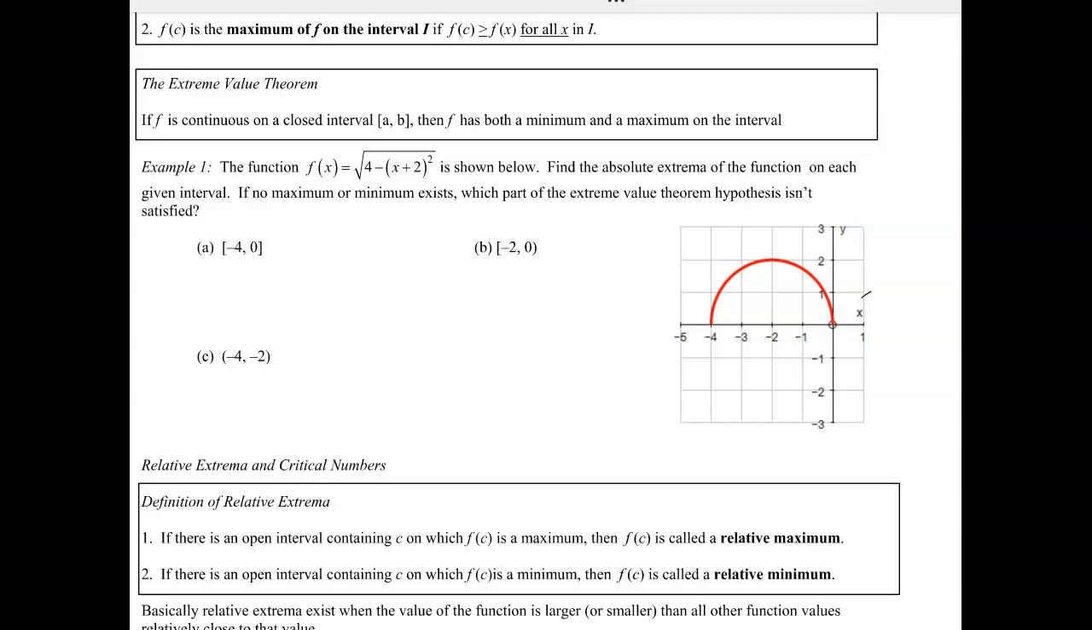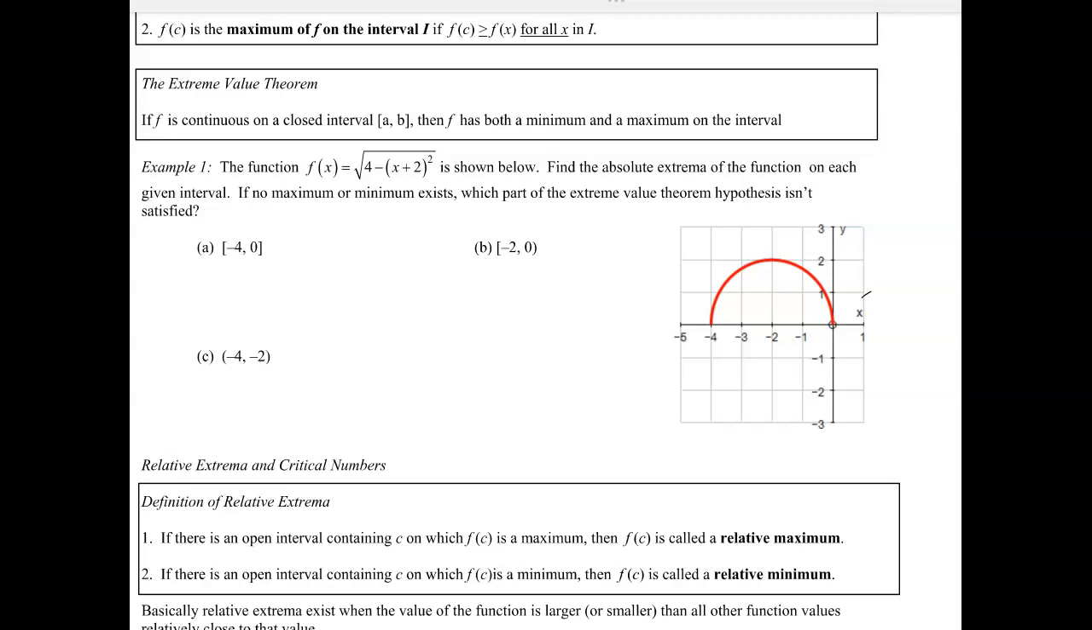So, example 1, we're just going to be looking at this fun function, which is f of x equals the square root of 4 minus the quantity x plus 2, quantity squared, all underneath that square root, shown below. Yay, semicircles. We need to find the absolute extrema of the function on each of the given intervals. If no maximums or minimums exist, which part of the extreme value theorem hypothesis is not satisfied? So in part A, we're just looking on the closed interval of -4 to 0.